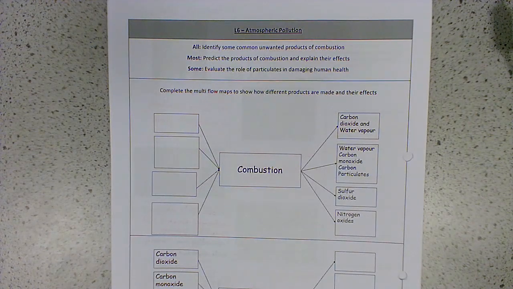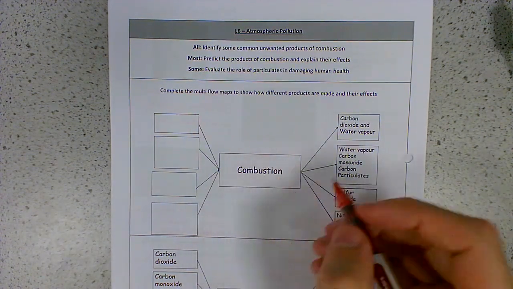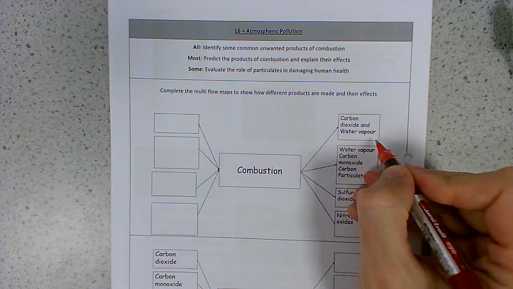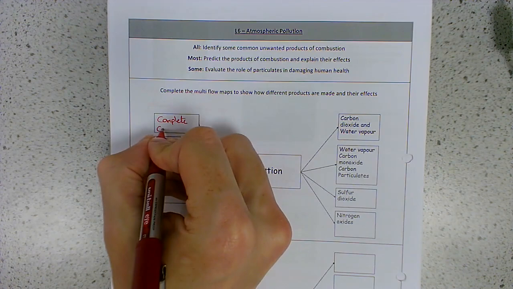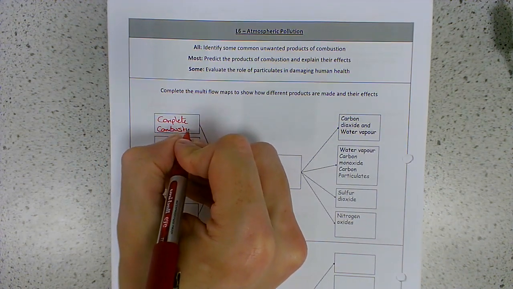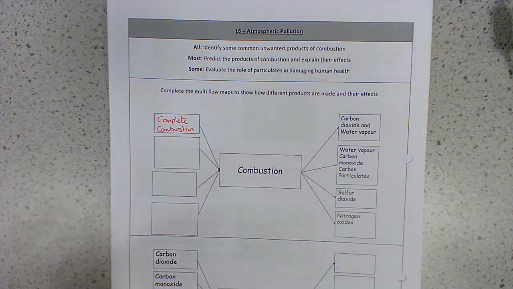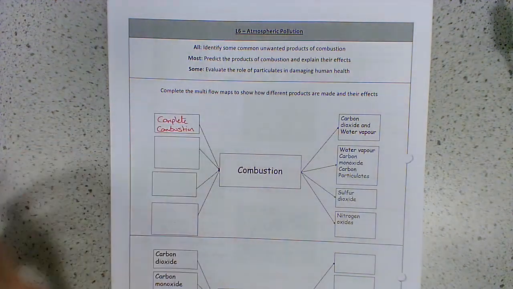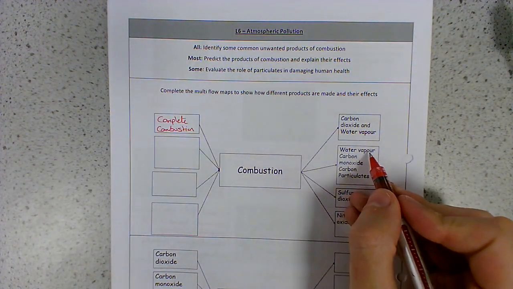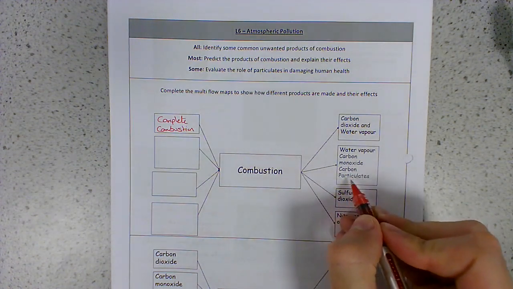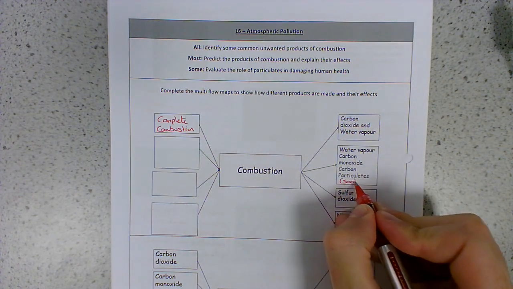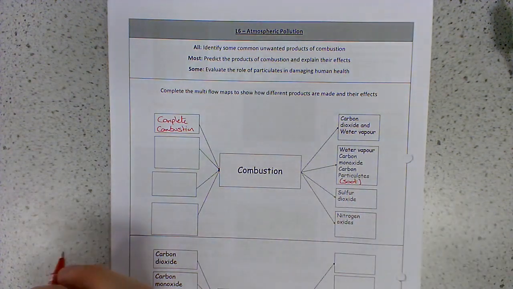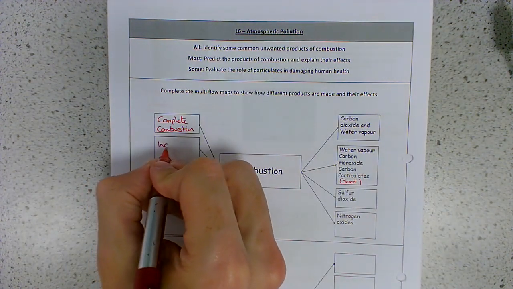So to summarize, we're going to use this multi-flow map. So we have combustion. What produces carbon dioxide and water vapor? That is complete combustion. And remember, complete combustion means excess oxygen. Water vapor, carbon monoxide, and carbon particulates. When they say carbon particulates, they just mean solid carbon, they mean soot. Okay, that is incomplete combustion.